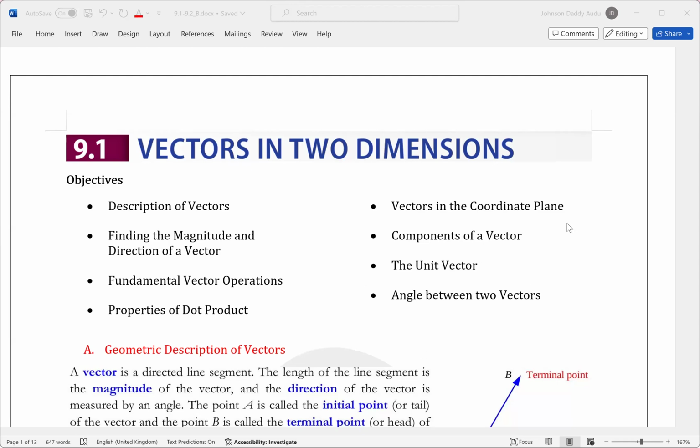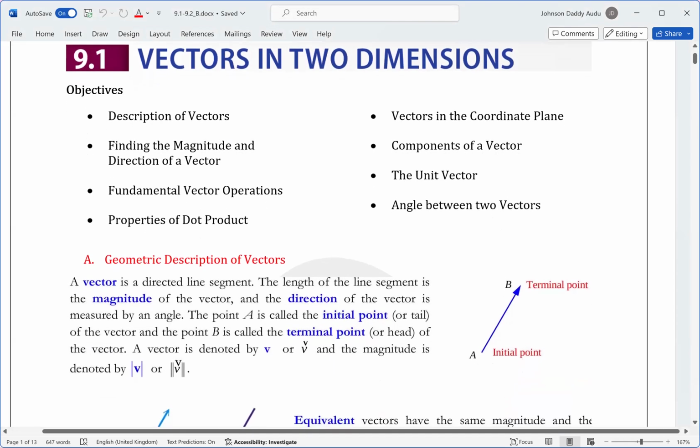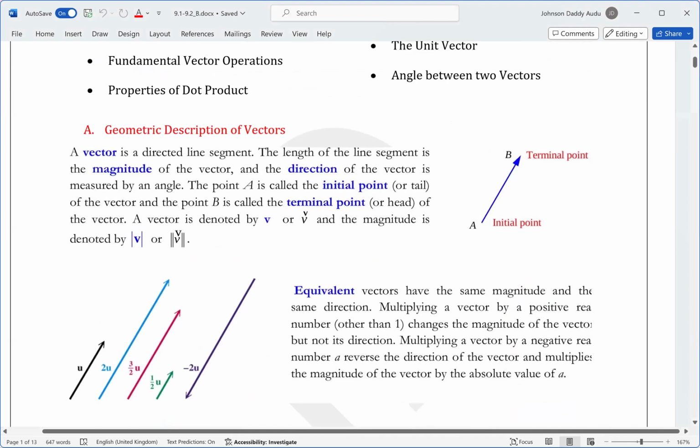So in this video we'll be looking at 9.1, which is about vectors in two dimensions. We'll start with the first video, which will be discussing the description of vectors. Now, how do we describe a vector? So we have a short note here.